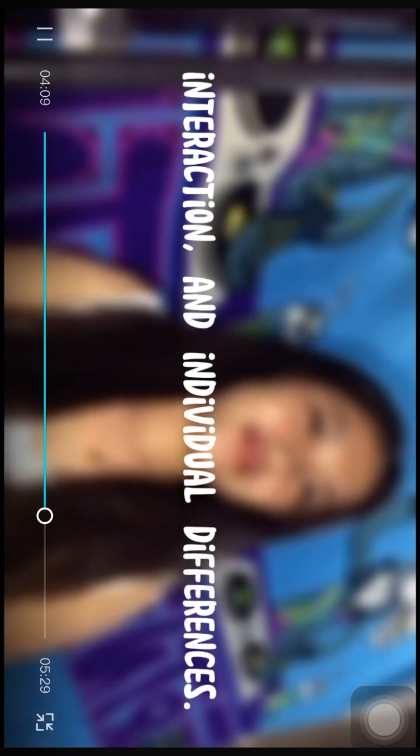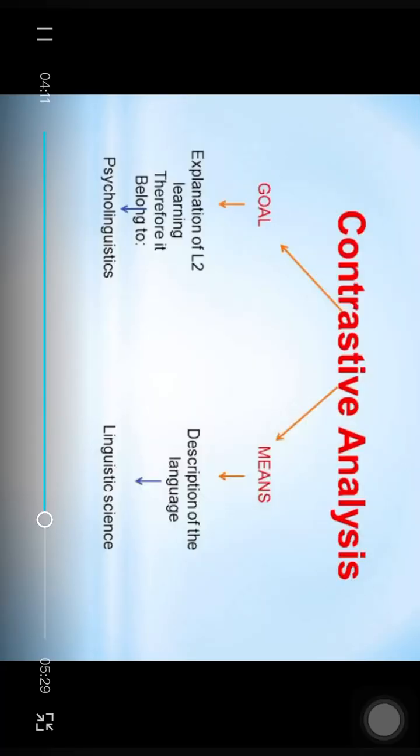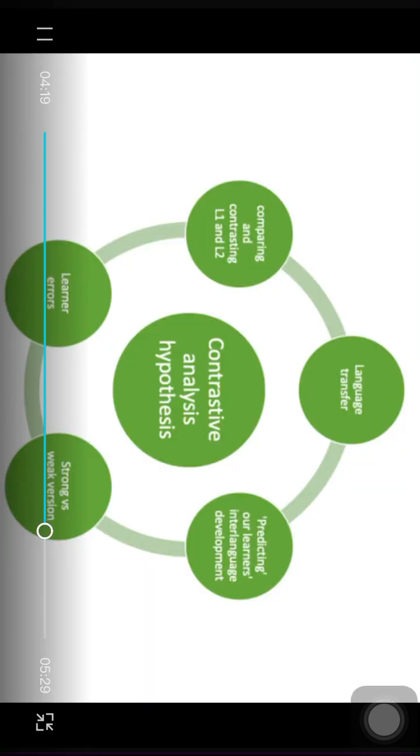interactions, and individual differences. These are examples of contrastive analysis, the goal and the means. And this is the contrastive analysis hypothesis and error examples. The language transfers to predicting our learners' interlanguage development, the strong versus weak versions to learner errors, and comparing and contrasting L1 and L2.